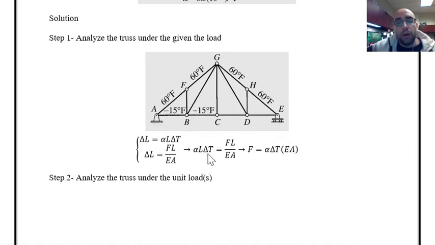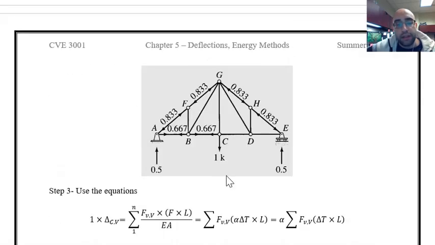So now I have analyzed the truss under the given loading, which means I could find the force in all the members because of the temperature change that we had in the truss. Based on this equation, I know what is the force in each of these members that are experiencing the temperature change. Now I have to analyze the truss under the unit load or under the virtual load. The question is asking about the vertical deflection at point C, so I have to apply a vertical unit load at point C. That's what I have over here. And then once I do that, I can analyze the truss and find the force in all the members.